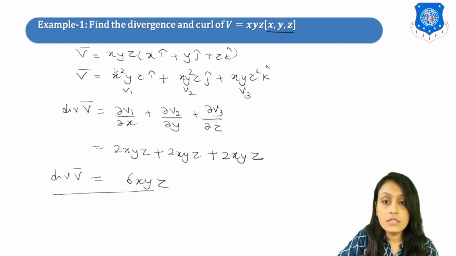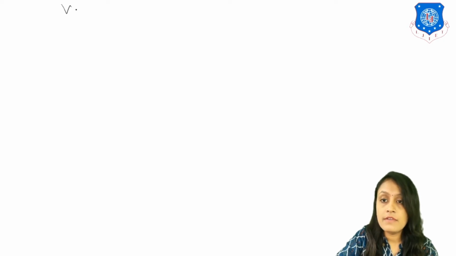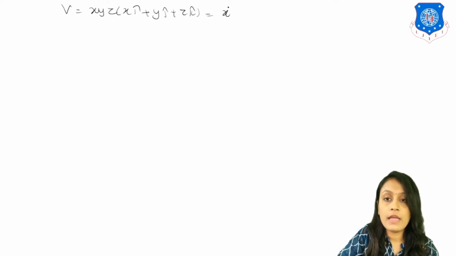Now we will find the curl. Again v is given, that is xyz into xi plus yj plus zk. So this is your x square yz i plus xy square z j plus xyz square k. This is given.